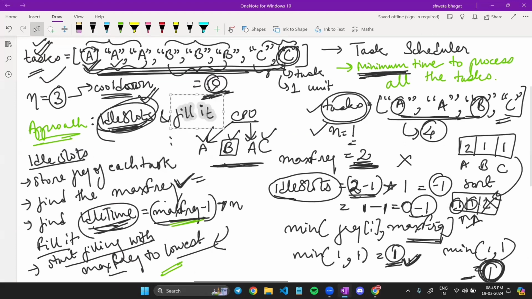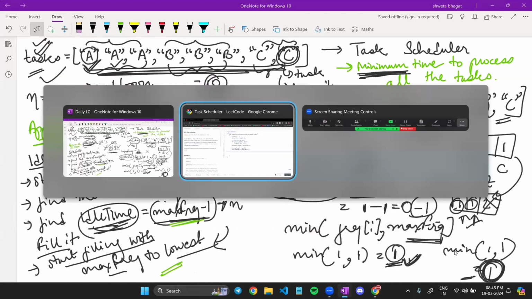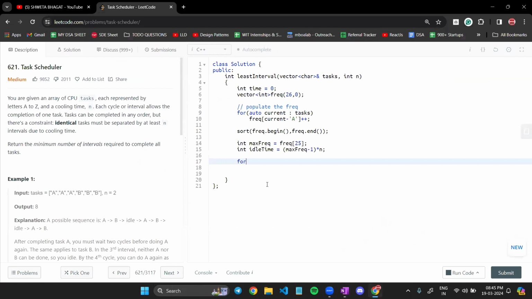We will start iterating from the second last index up to the 0th index, and we will find the minimum of frequency of current element and max frequency minus 1, right? So we will say for index equals, we will start from the 24th index. Why? Because we have already assigned the CPU to the element present at the 25th index, correct? We will say index greater than equal to 0, index minus minus, and we will say idle time minus equal to minimum of max frequency minus 1, comma, the frequency of the current element, correct?